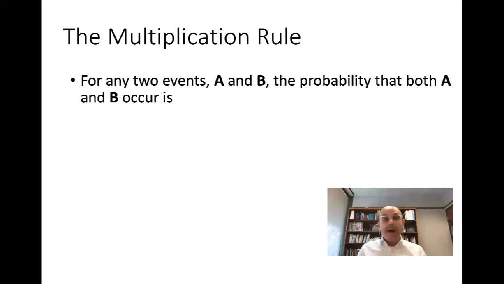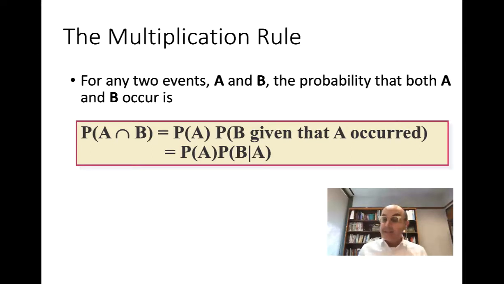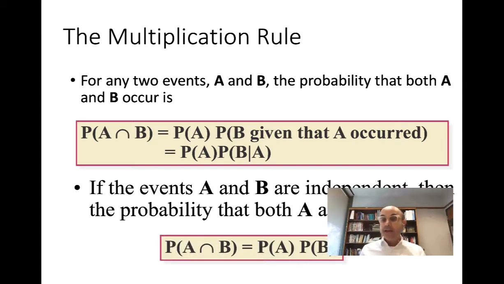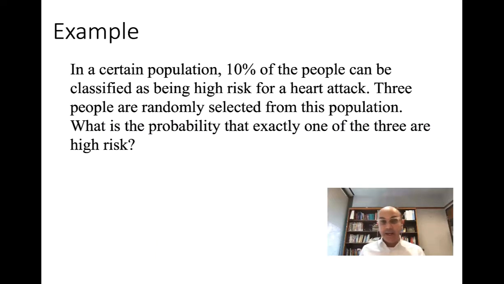Multiplication is also part of the rules. And so if we, for example, have two events, A and B, the probability that both A and B occur is, and this is the formula. So the idea here is we are multiplying the probability of A by the probability of B given that A occurs. And this is how we apply it. If the events A and B are independent, then the probability that A and B occur is as the following formula outlines.